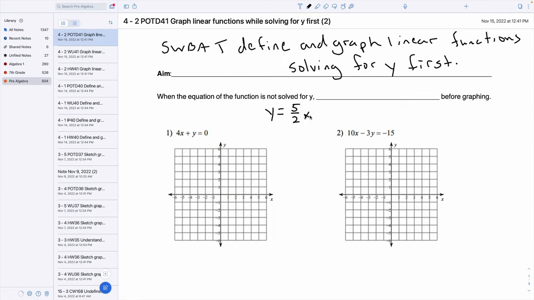You're probably noticing something that's different. I want you to turn and talk and state what's different, and then think through and brainstorm what might be a good next step if I want to graph this.